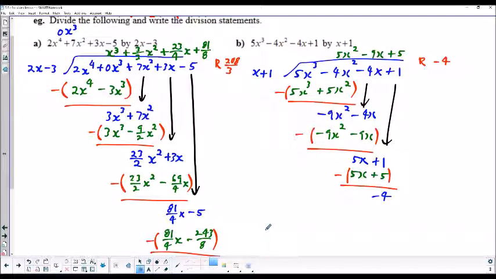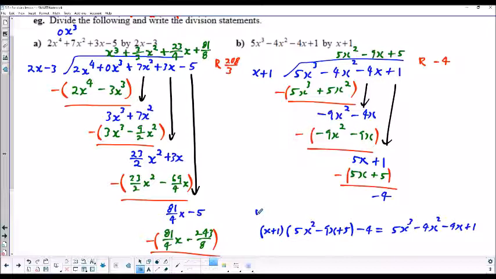So then for the division statement, we've got x plus 1 multiplied by the quotient 5x squared minus 9x plus 5 plus the remainder, which is negative 4, so I can actually just say minus 4. And that equals the dividend, which is 5x cubed minus 4x squared minus 4x plus 1.